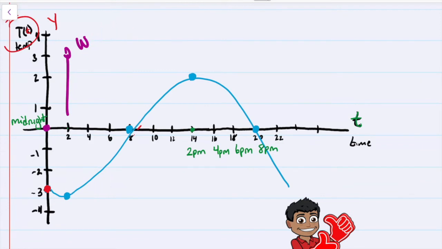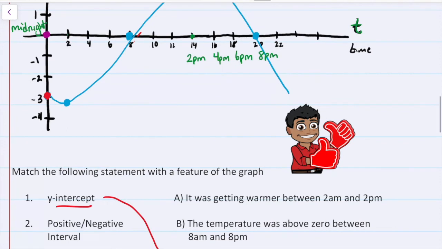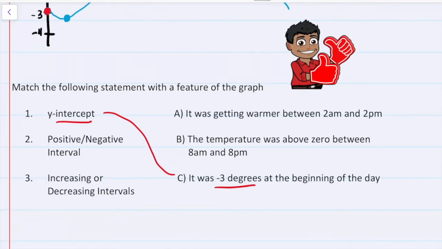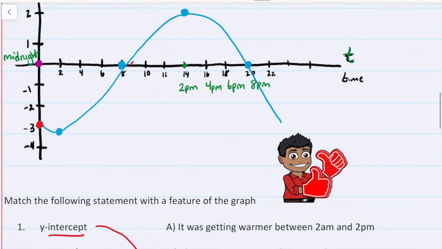With that information, let's see which one is the correct statement. It was getting warmer between 2 a.m. and 2 p.m. Let's see, 2 a.m. is here, 2 p.m. is right there. We're talking about positives and negatives right now. Because they're not all either positive or negative, that's not the right statement for this one. Even if you think it is, always go over all the options you have, because there might be one that makes more sense.